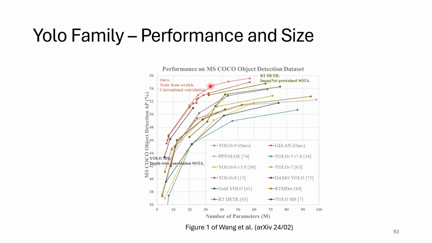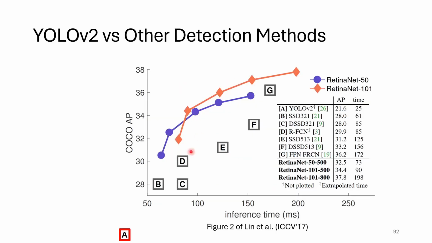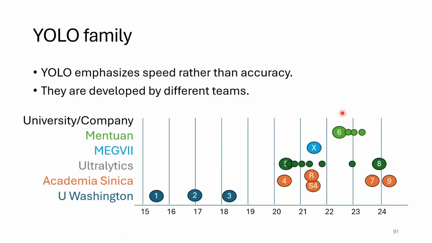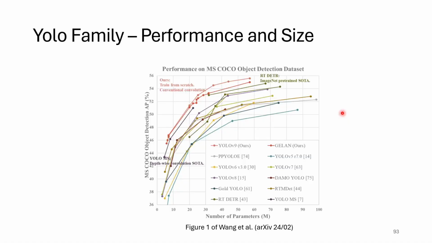So the top one is YOLO V9. This was just released 10 months ago. Okay, and it was developed by our Taiwanese, released by Academia Sinica. Okay, so as you can see, the improvement for the YOLO family, it emphasizes the speed. Currently, it reaches around 55%. This is 7 years ago. The accuracy was 21. Now it is 55. A huge improvement.